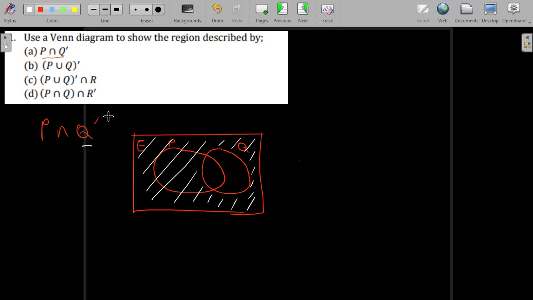Then they say intersect, so there's this intersection sign. Then they say intersect P. In short, they're saying P intersect Q complement. So now the intersect part is, I have the set P and they're intersecting it with the complement of Q. What that means is they're looking for what is common between the complement of Q and the set P. So how do I get that? I'll just shade the set P. I'll use these lines in this direction like this.